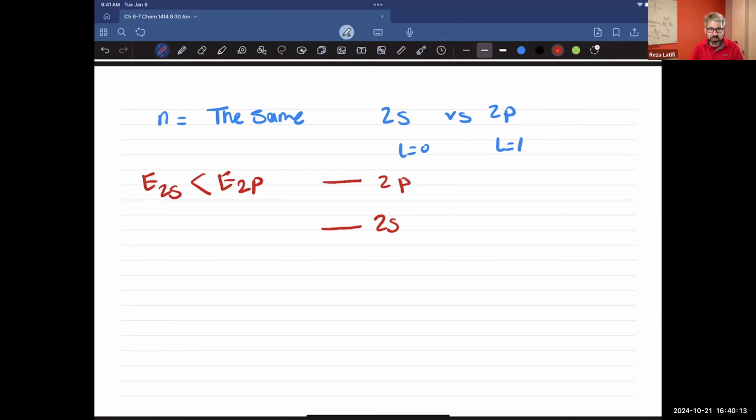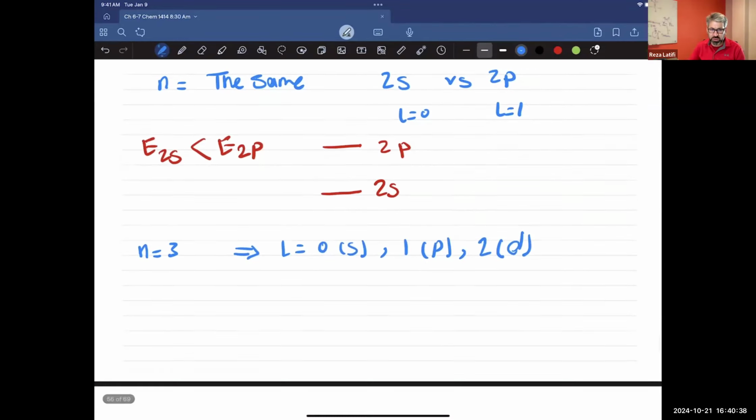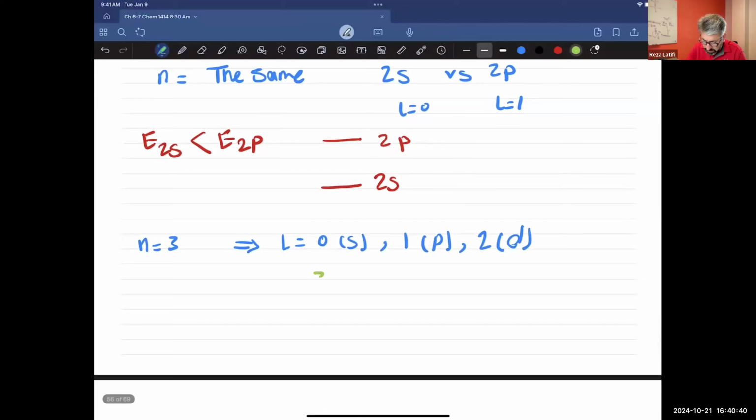So if we are sharing the same n, we go after L, and the one with the smaller L will have lower energy. How about n equals 3? If n equals 3, the possible values for L are 0, which is the s orbital, 1, which we call the p orbital, and 2, which we call the d orbital. So I have 3 orbitals: 3s, 3p, and 3d. I want to order these orbitals based on their energies.